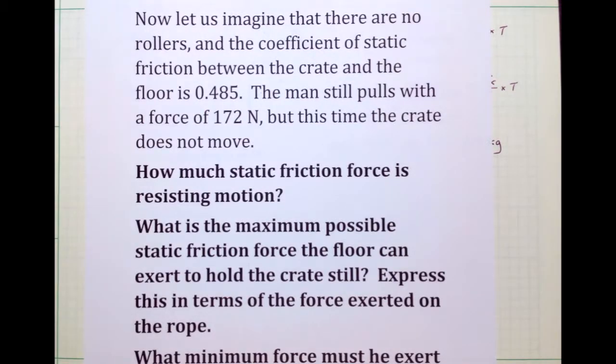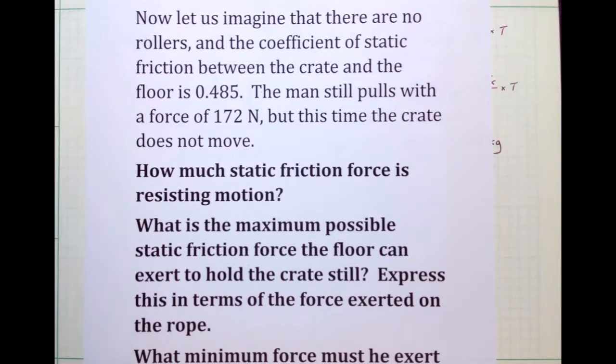In this example, we will take the situation from the previous video and now include the force of static friction. The problem says, now let us imagine that there are no rollers on the crate and the coefficient of static friction between the crate and the floor is 0.485. The man still pulls with a force of 172 newtons, but this time the crate does not move. We are asked how much static friction force is resisting motion in this case.